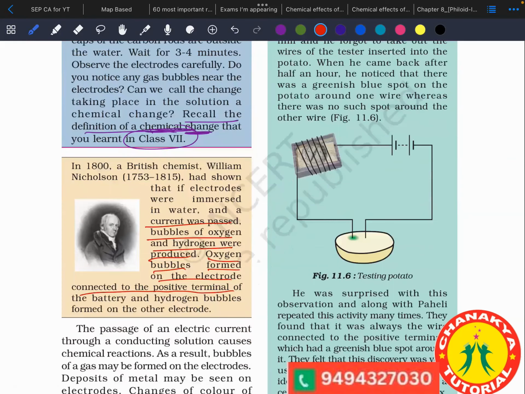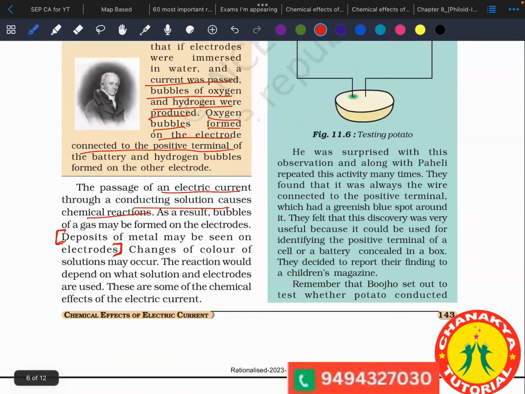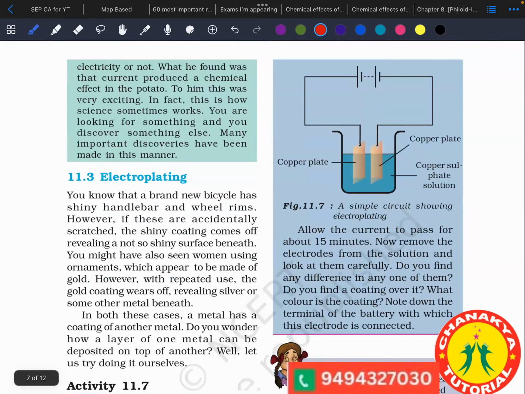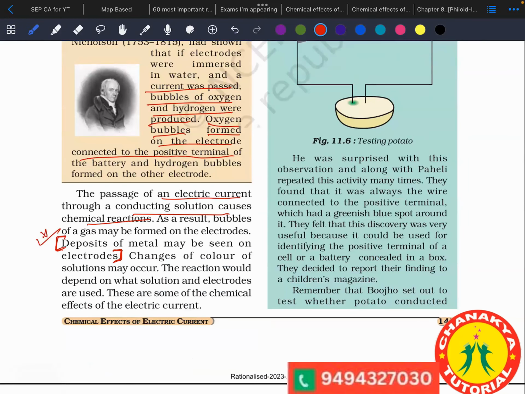The passage of electric current through a conducting solution causes a chemical reaction. As a result, bubbles of a gas may be formed on the electrodes. Deposits of metal may be seen on the electrodes. Change of color. So this is also the effect of the chemical effect of electric current. See, this experiment will come. That experiment is this one. You will get to know how this thing is happening. This is an important application of electric current.